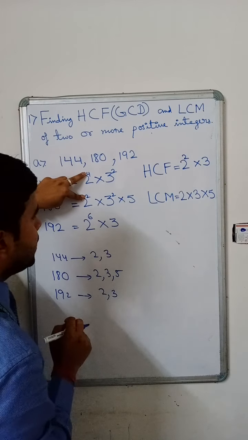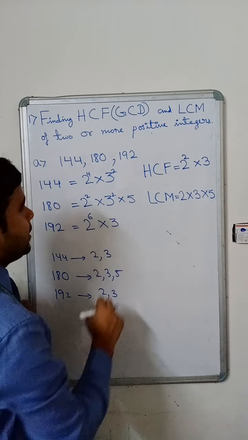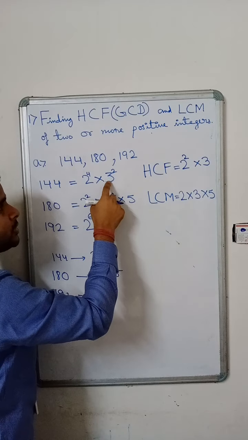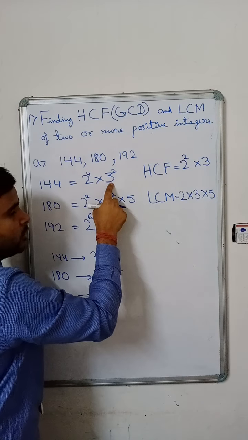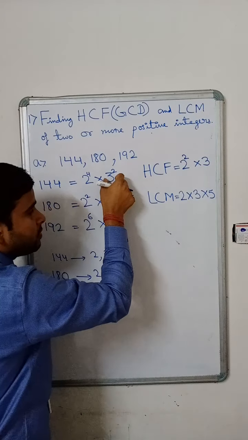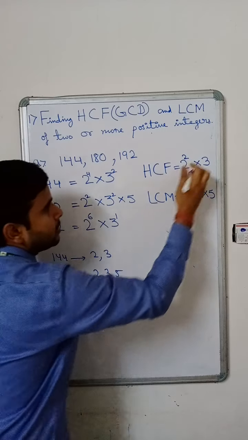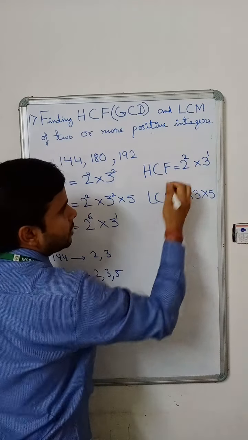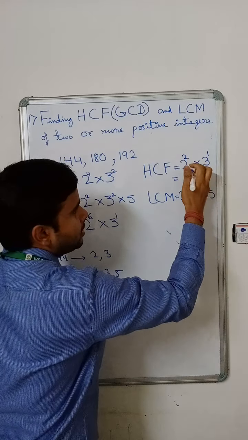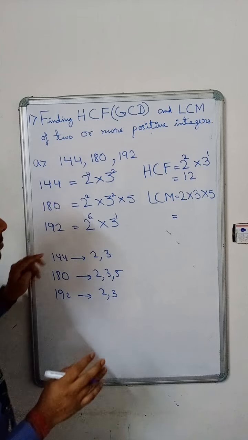It is 2. Now, let's take the second prime factor, that is 3. 3 to the power what? In exactly the same way, check the least power of 3 in all three cases. The least power in all three cases is 1, so it will be 3^1. So what is the answer here? It is 2^2, which is 4, into 3 is 12.